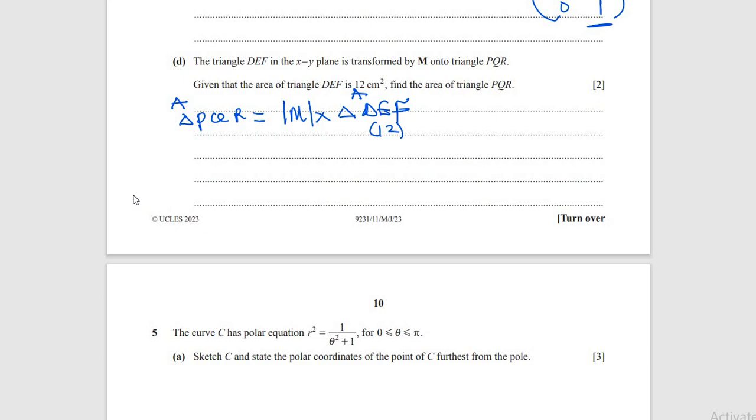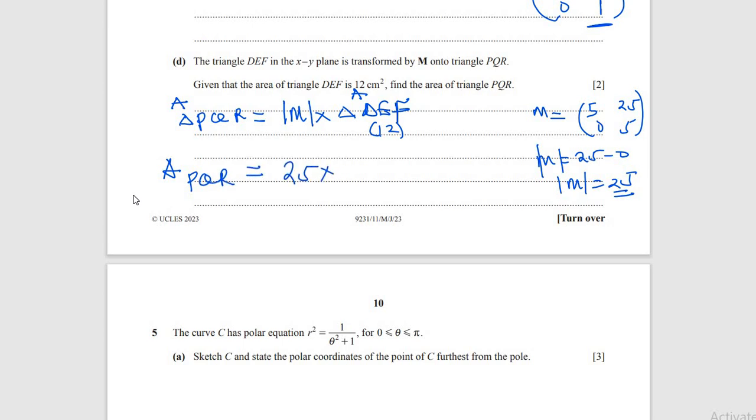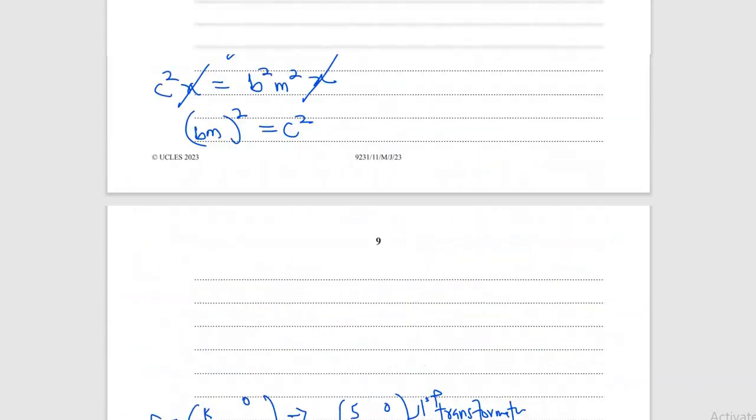So we need to find the determinant of M. Remember that M is 5, 25, 0, 5. So the determinant of M is 25 minus 0, which is 25. So the area of triangle PQR is the determinant of M, 25, times the area of DEF, 12. That gives 300 centimeters squared. That's it. If you have any questions, put them in the comment section.